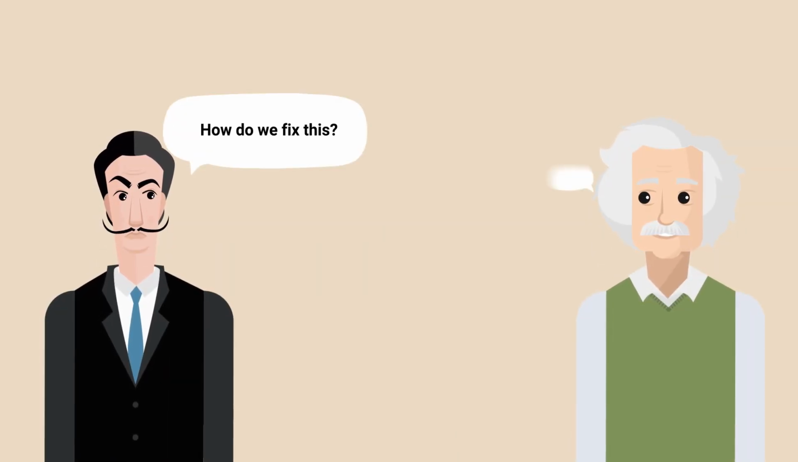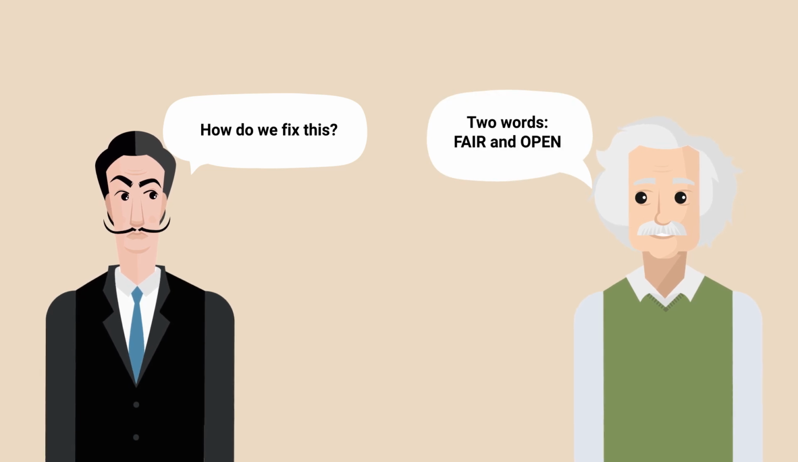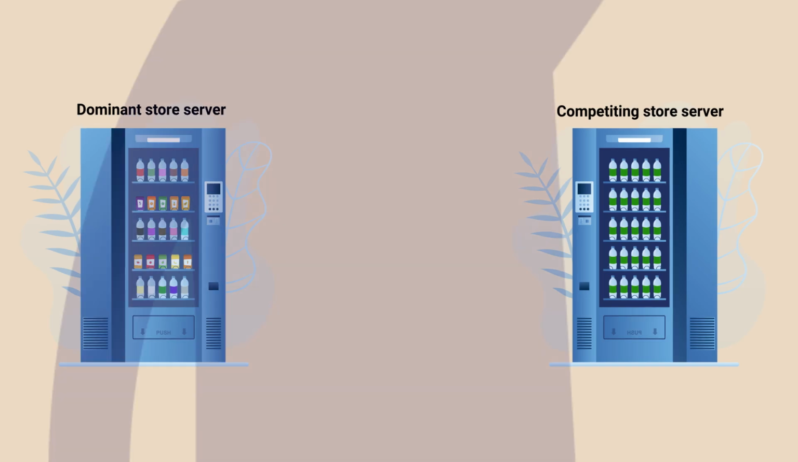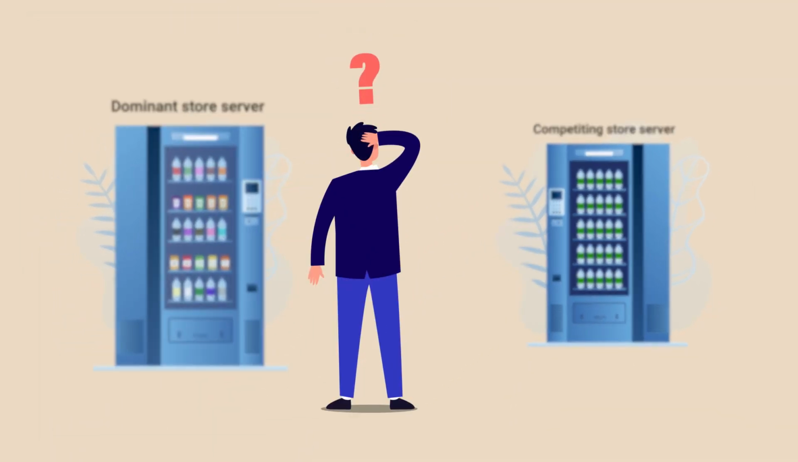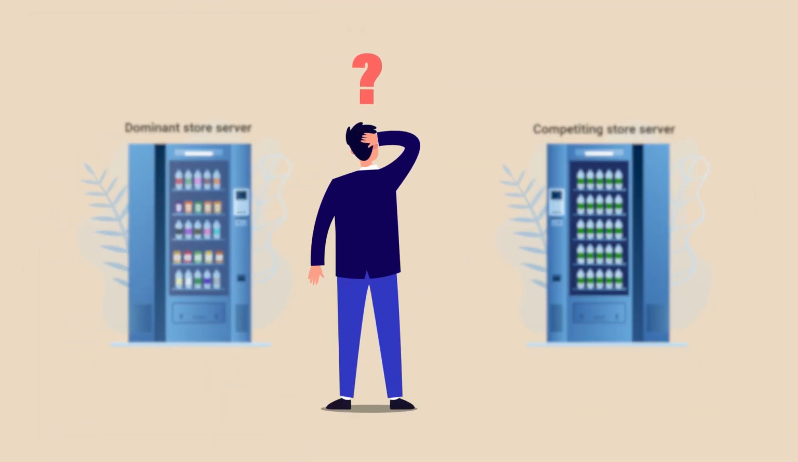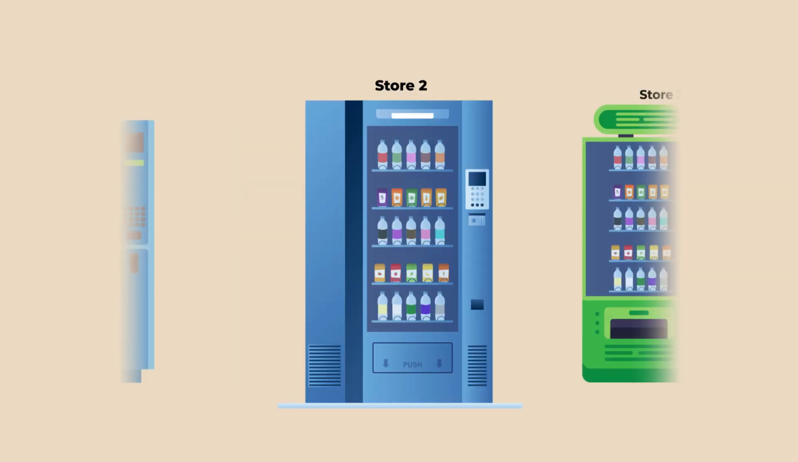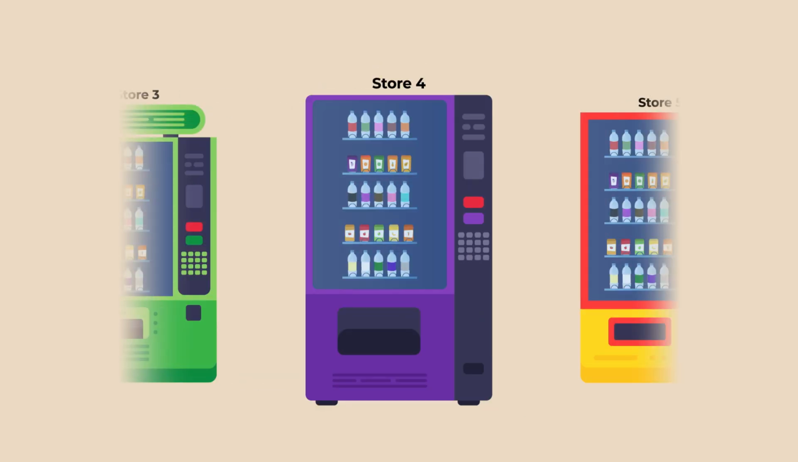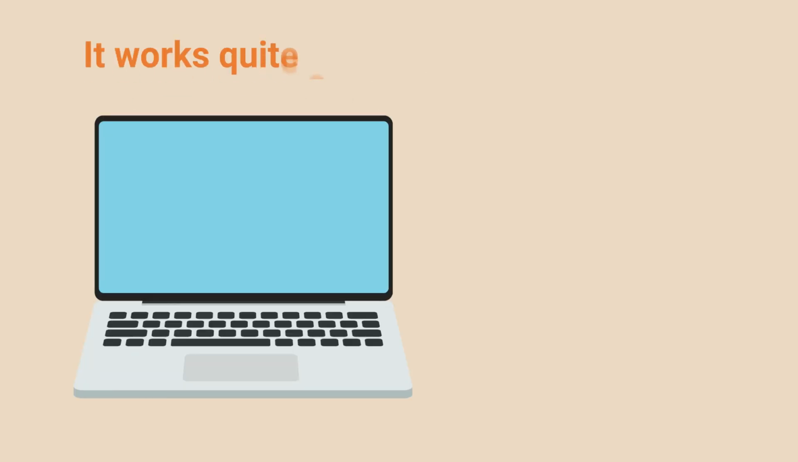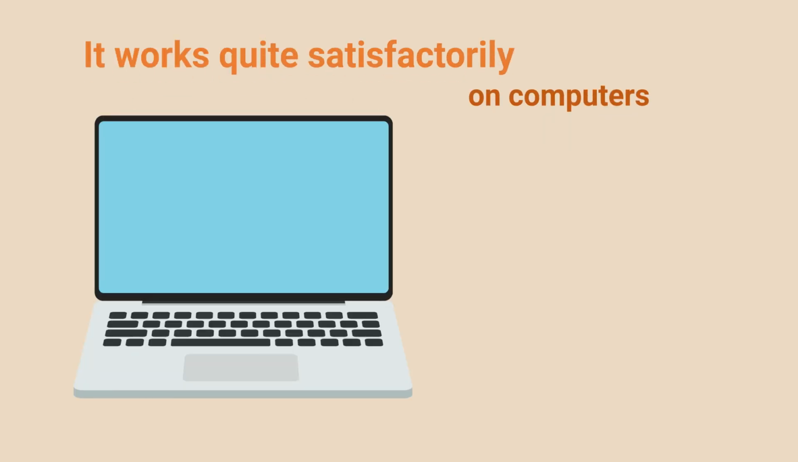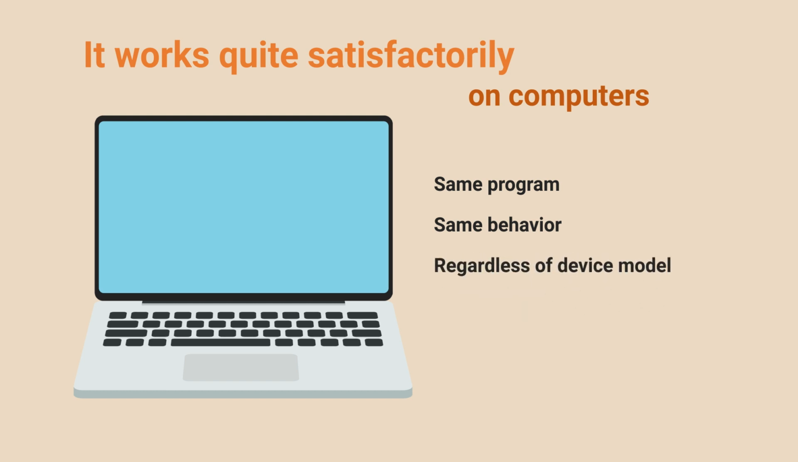How do we fix this? We can fix it with two words: fair and open solutions. Imagine that instead of having different stores and the users having to learn how to use each of them, with the subsequent confusion of different experiences when using the same app in different platforms, the user could choose any interface they want to access and run those apps. This is actually what happens already quite satisfactorily on computers. Same program, same behavior, regardless of the device that the user chose.